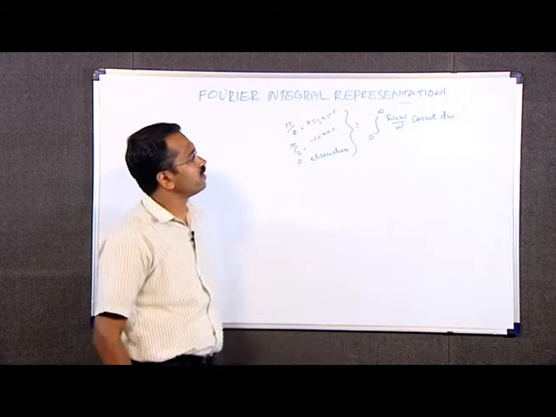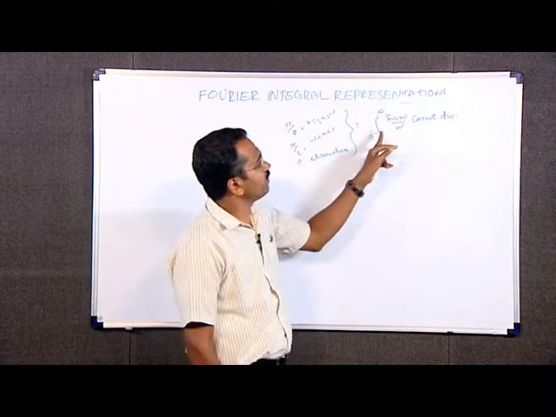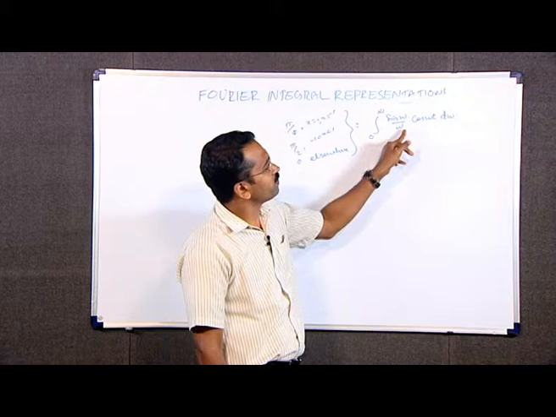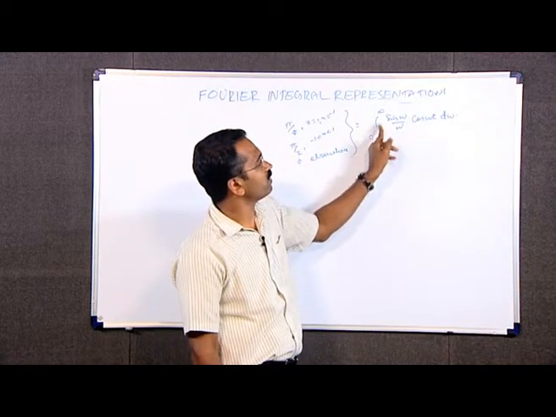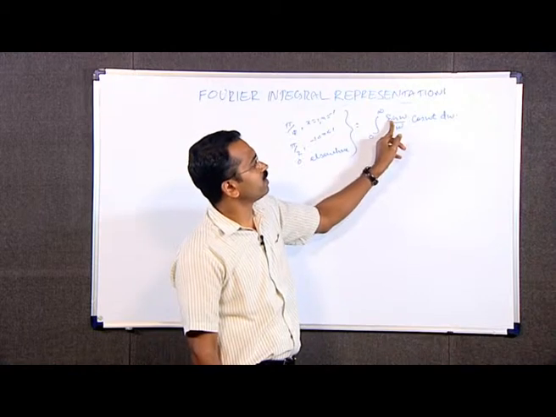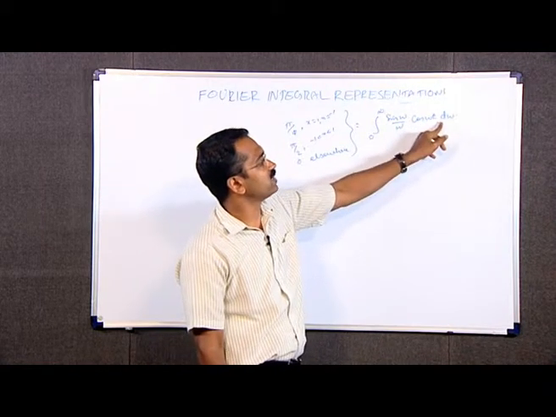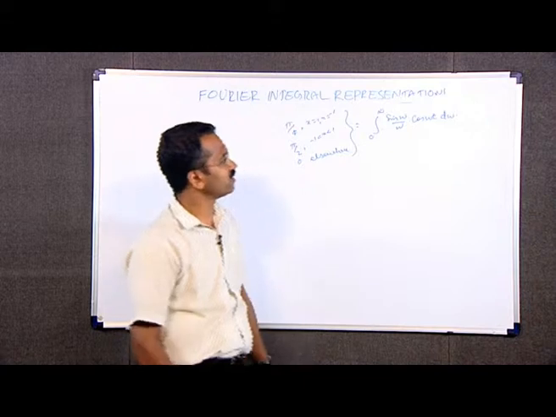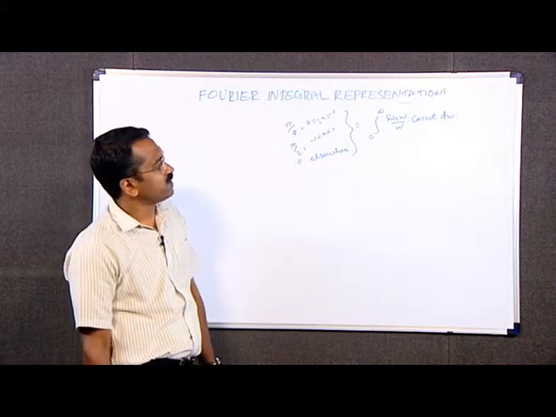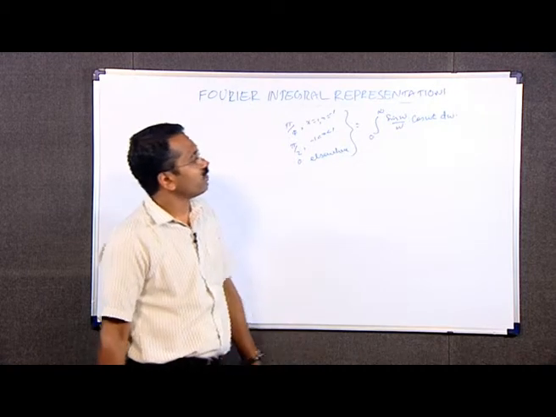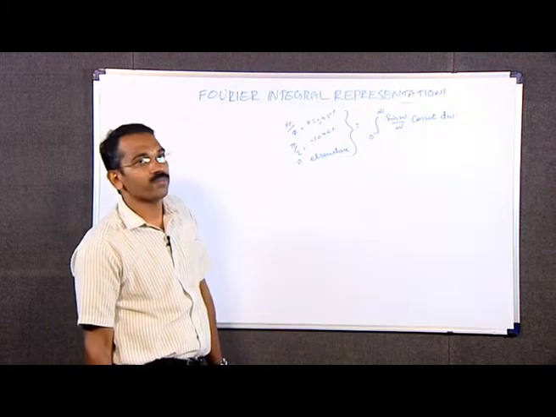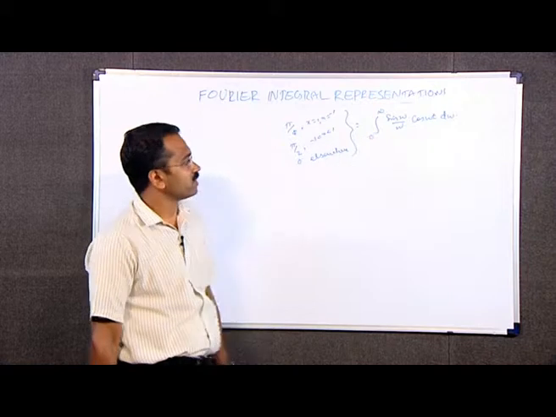This integral is a Fourier integral representation of an even function, because this is of the form integral from 0 to infinity of a function of omega into cos omega t d omega. Here sin omega t is absent. Therefore, this integral is a Fourier representation for an even function.